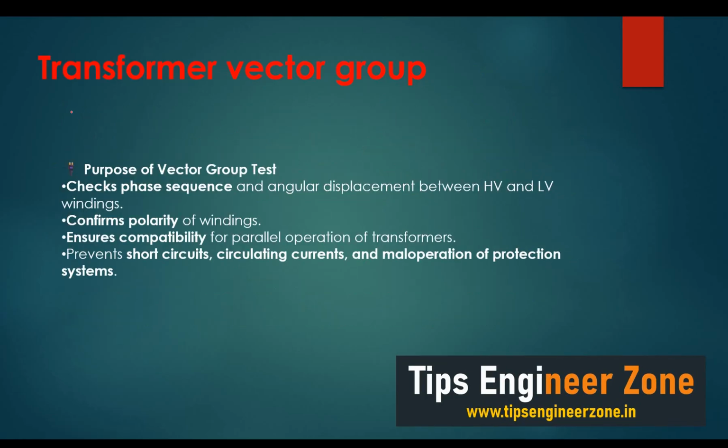The purpose of the vector group test is to check the phase sequence and angular displacement between HV and LV, confirm the polarity of windings, and ensure compatibility for parallel operation of transformers, preventing short circuit, circulating currents and maloperation of protection systems.